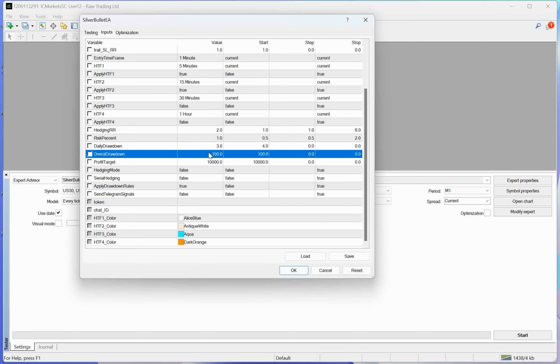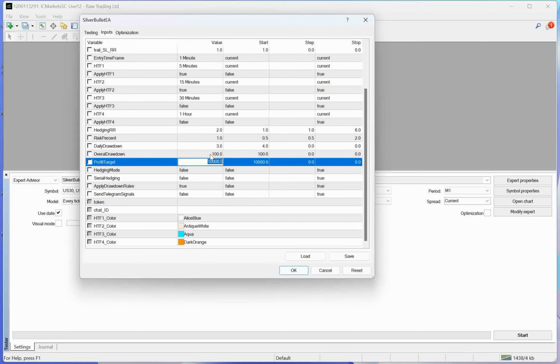All right, then overall drawdown. This is the amount of money you want the EA to lose overall. So let's say you want to trade for 6 months. You can tell it to keep trading until you lose all your money. Or you can say, you know what, I'm only willing to lose 30% or 20%. Then you can just put in the numbers here, depending on how much you're willing to lose overall.